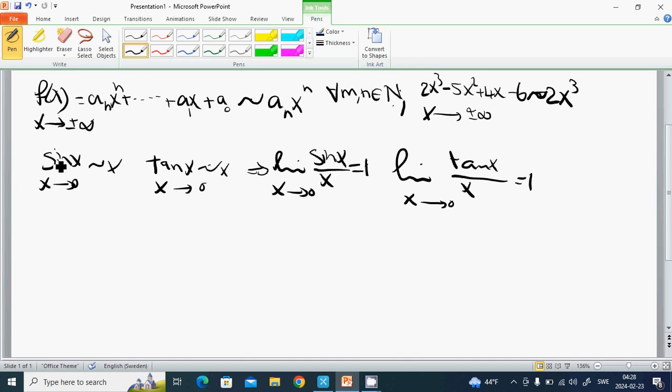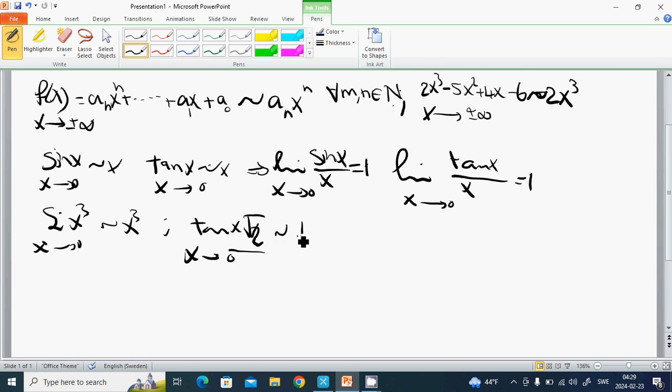Example for this: I take sin x^3, x goes to 0, is corresponded by x^3. Tangent of square root of 2x, x goes to 0, is corresponded by square root of 2x, and tan of (x/2)^3, x goes to 0, is (x/2)^3.